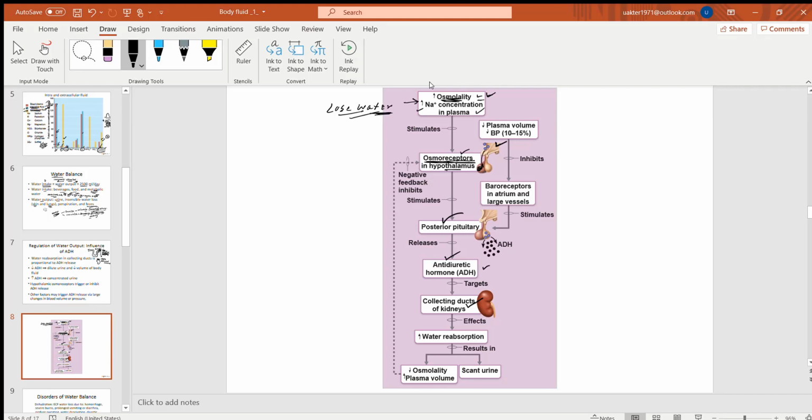Water reabsorption will be more, and that will increase the blood volume, more water in the blood, and that will lower the concentration, increase the plasma volume, and decrease the urine production. Okay, so ADH is released from the posterior pituitary. This is the posterior pituitary, by the way. So this is how the antidiuretic hormone is released and regulates the volume of water or concentration of fluid in the body.